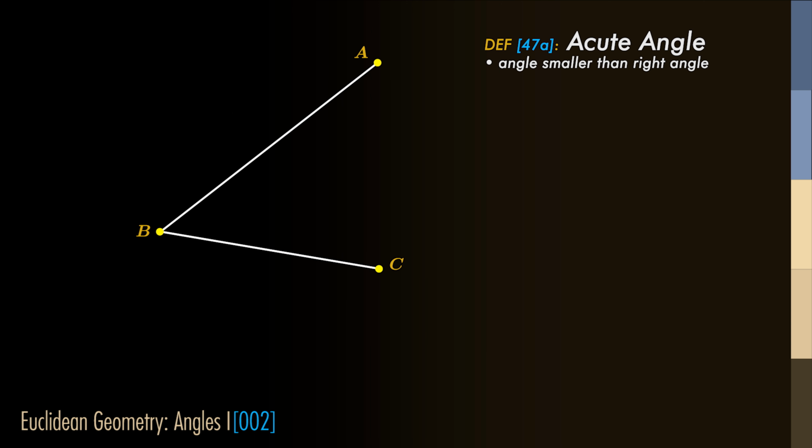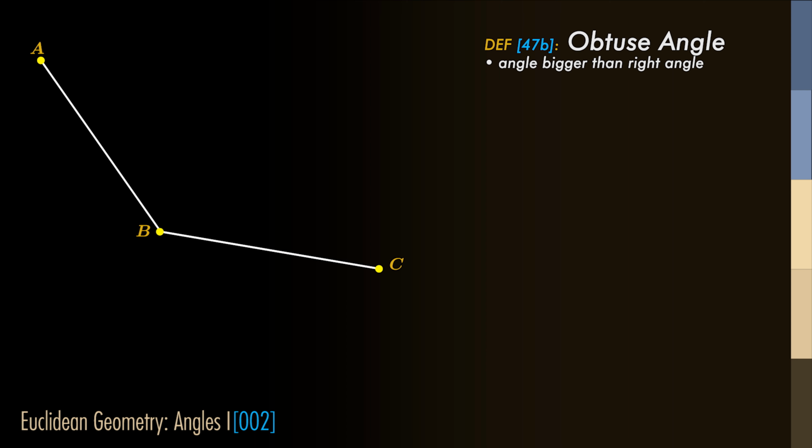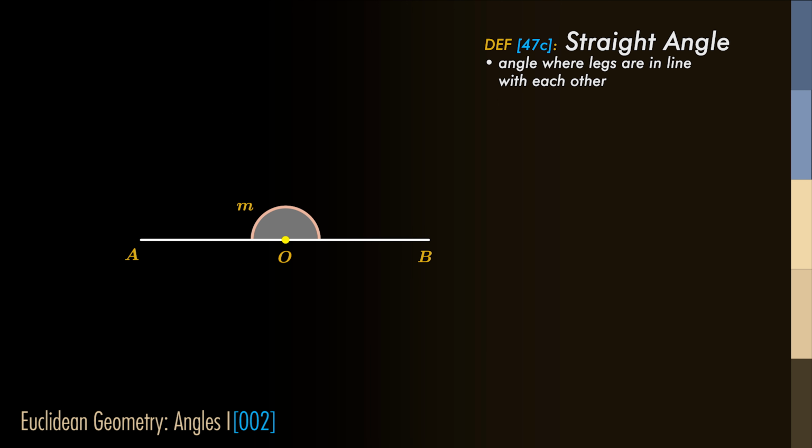Now, some more definitions. An angle that is smaller than a right angle is called an acute angle. The term acute means sharp here. An angle that is bigger than a right angle is called an obtuse angle. An angle of which the legs are in line with each other as two rays on the same line is called a straight angle.